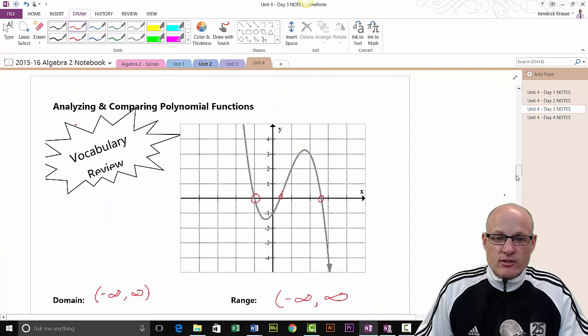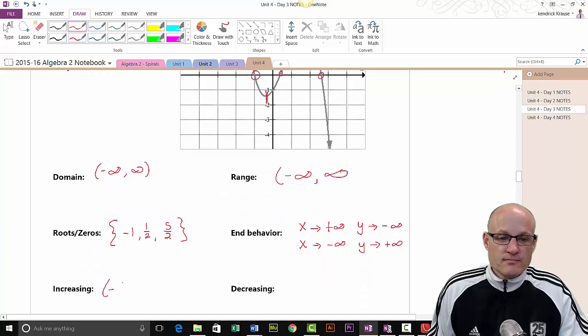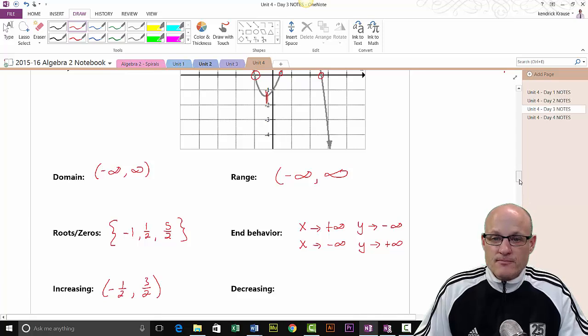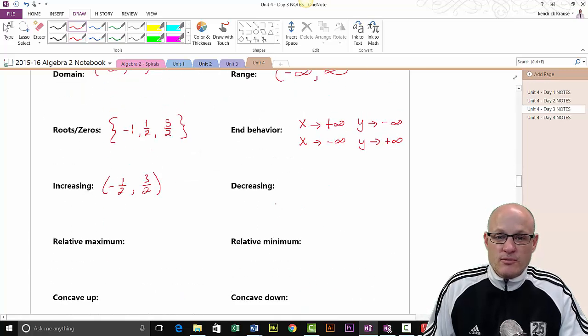Where is it increasing? Well, the only place this one is increasing is from here to here. So let's say from -1/2 to 1.5 or 3 halves. I think it was 3 halves. Let's go back. Yeah, 3 halves. And then from 3 halves going this way, and from -infinity to -1/2, it is decreasing. So we'll go from -infinity to -1/2, decreasing, or from 3 halves to positive infinity.